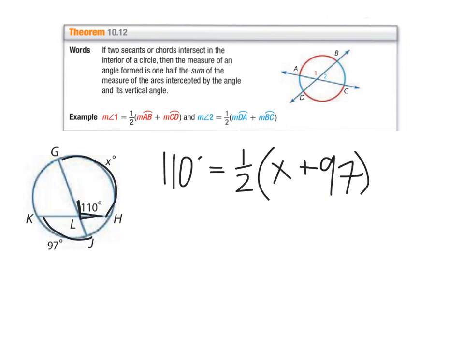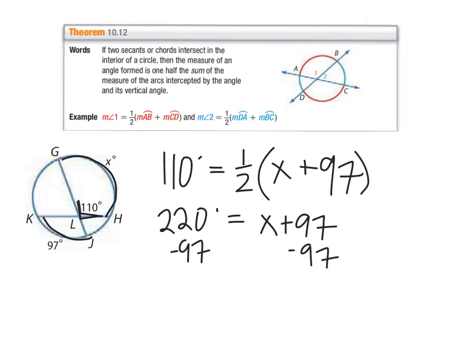110 degrees equals the average of arc GH, which is x degrees, and arc KJ, which is 97 degrees. Now to solve it for x, I'm going to start by multiplying both sides by 2. So I'm going to get 220 degrees equals x plus 97 because I multiplied both sides by 2. Now I'm going to subtract 97 on both sides, and we get that x is equal to 123 degrees.